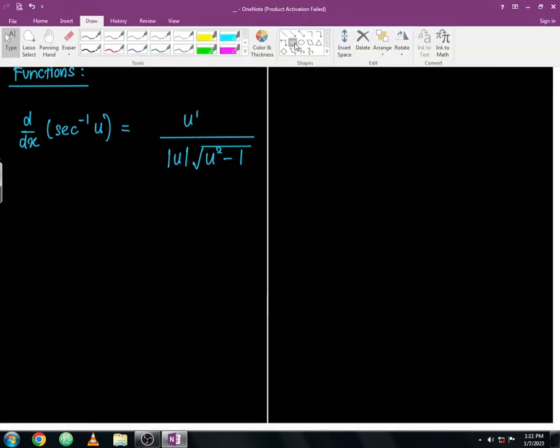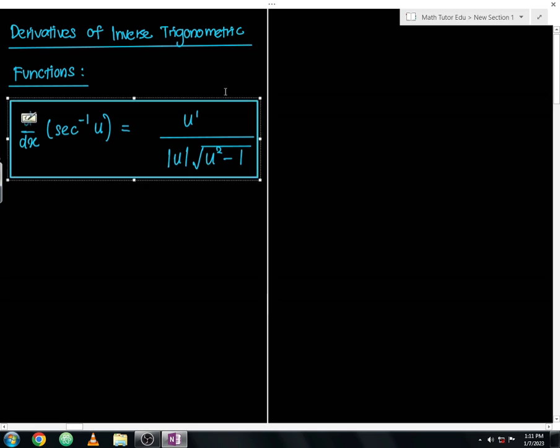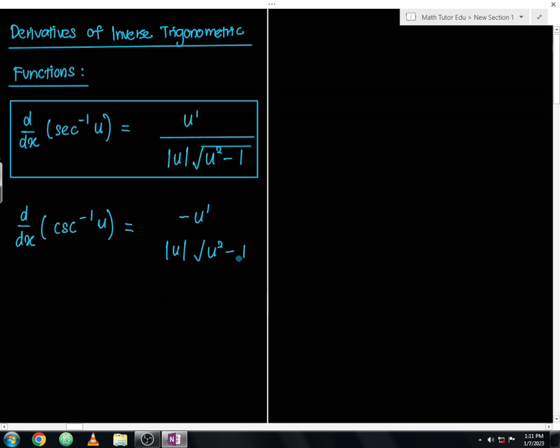So let me box this. Okay, so this is for secant inverse, whereas for cosecant, the difference between the secant and cosecant is just a negative symbol. Let me write it down as well. For cosecant inverse, it will be equal to negative u prime, divided by modulus u times the square root of u squared minus 1. So let me underline the square root and box the formula as well.